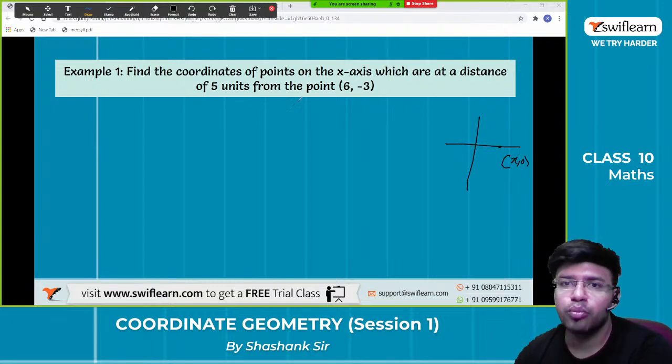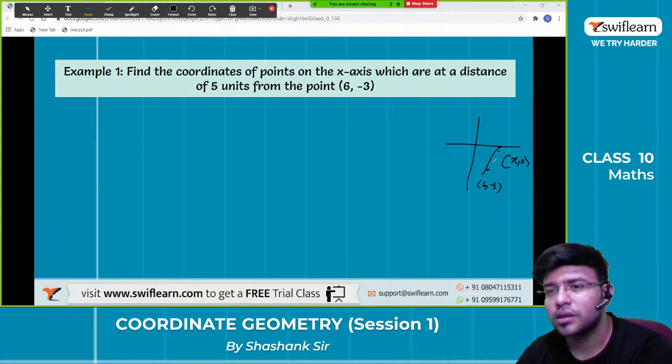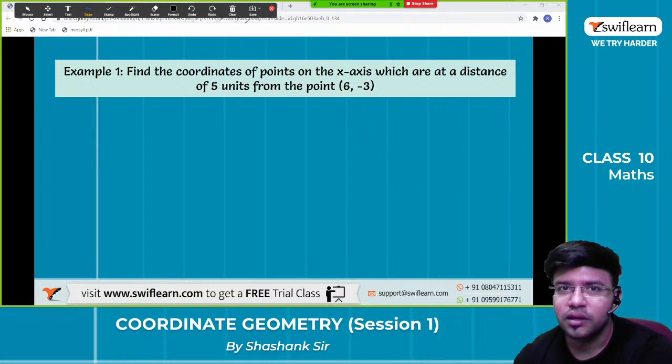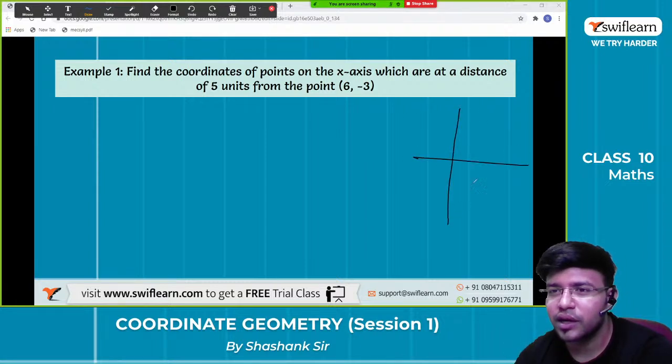Okay, from a point (6, -3). Let us look at this point. 6 comma minus 3 is somewhere here. Rough diagrams. Now, the distance from this point is given as 5 units. But remember, there may be more than one. If I draw this clearly, let me locate this point 6 comma minus 3 somewhere here. Okay, I've located it here.